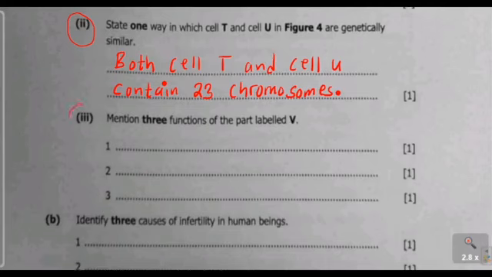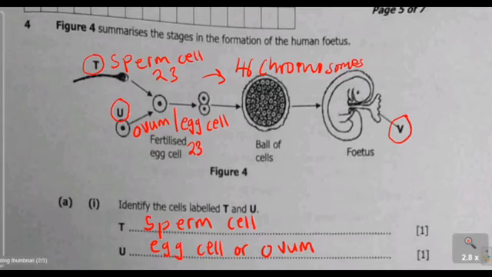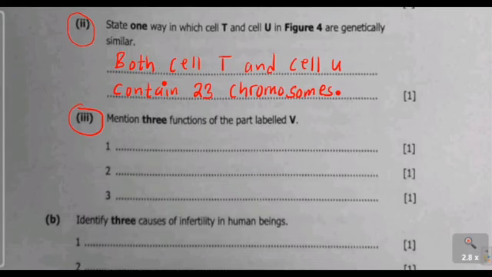We now come to our question 3. Question 3 reads, mention 3 functions of the part labeled V. When you look at the diagram right here, this is the part labeled V. So the part labeled V is called the placenta. Okay, this is the placenta. So in other words, they are asking us to state the functions of the placenta. All right, so now we can answer the question. They want us to state three functions of the part labeled V, and we have identified the part labeled V, that is the placenta.